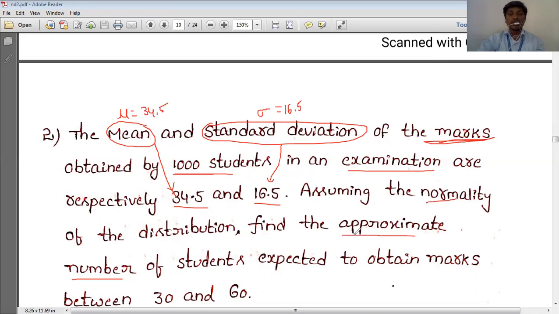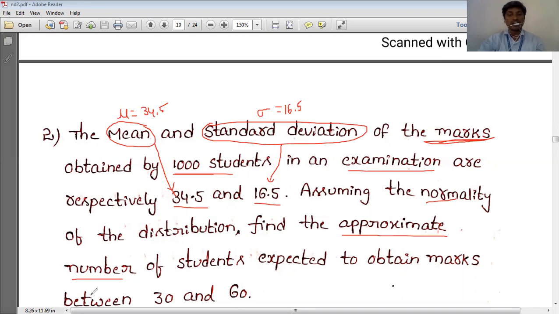Find the approximate number of students expected to obtain marks between 30 and 60. So someone wants to know how many students got marks between 30 and 60. Suppose in your class there are 60 people, and people get different marks. I want to know how many students got marks between 30 and 60 on an average. Approximately 30 or 40 students got like this. Simply we have an idea.